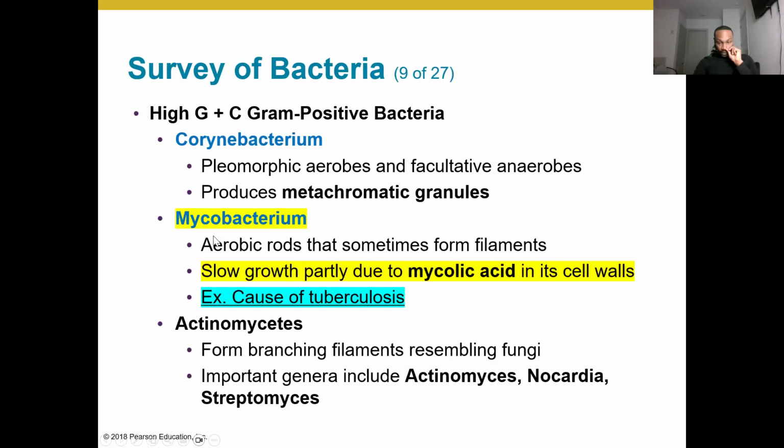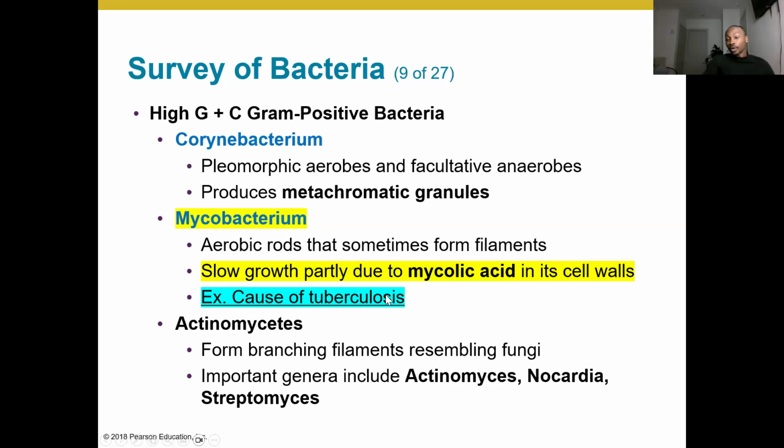Mycobacterium, right? You should already know this. Mycobacterium have mycolic acids in their cell wall, and it's because of these mycolic acids that they can grow slowly. And remember Mycobacterium tuberculosis. Remember that name.